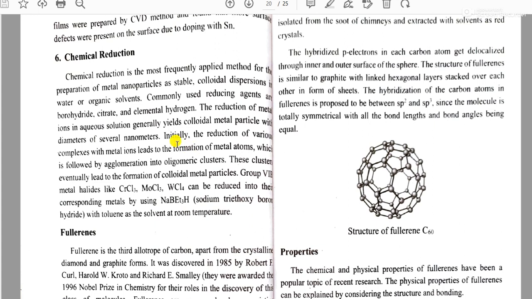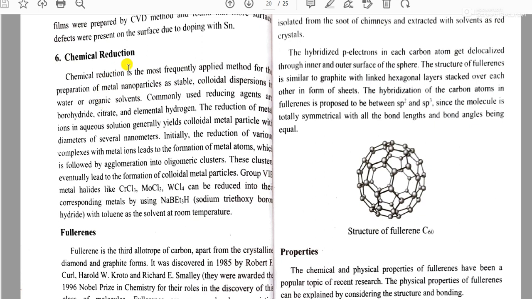Now the last technique is the chemical reduction. So reduction, as the name implies, is either the addition of electrons, or the addition of hydrogen atoms. So chemical reduction is the most frequently applied method for the preparation of metal nanoparticles as stable colloidal dispersions in water or organic solvents.